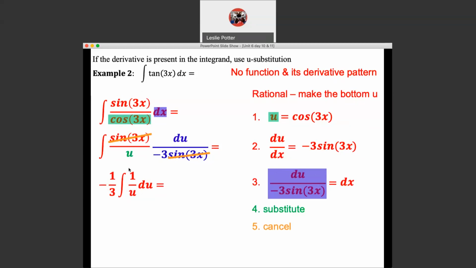We know that the antiderivative of 1 over u, if you look at your derivative flip books, is reversing the natural log. The antiderivative of 1 over u is the natural log of u. And then now we can substitute back in. So we can go ahead and put back in our substitution of cosine 3x and put our plus c on the end. And this is the antiderivative of the tangent of 3x.